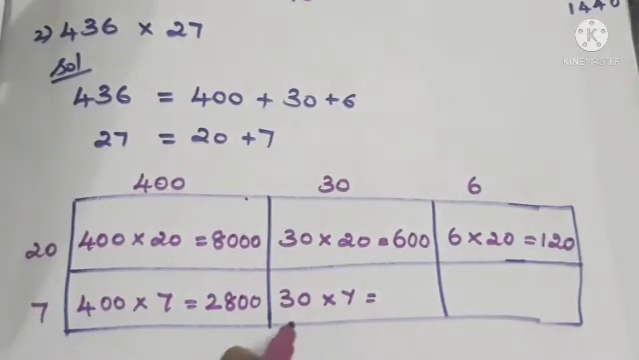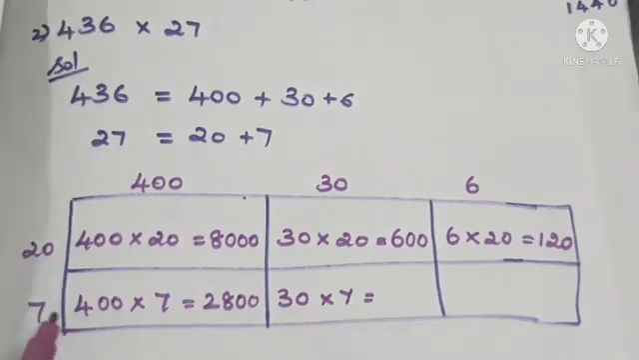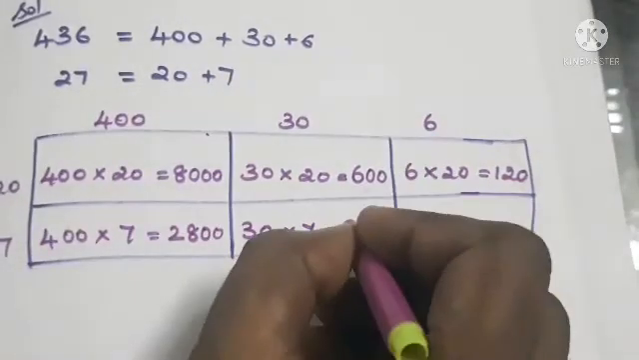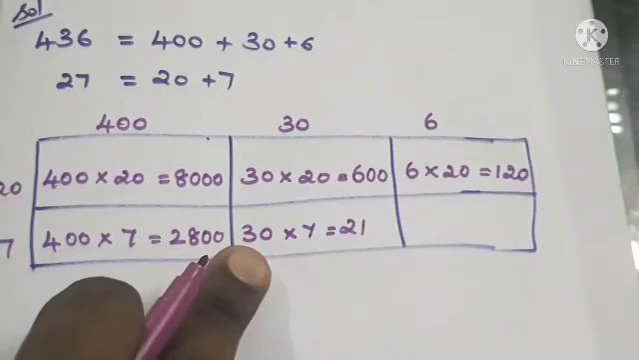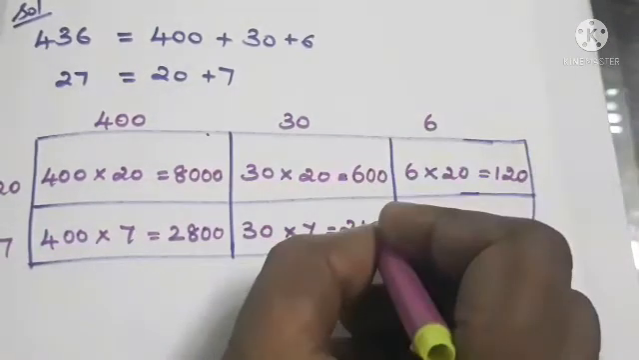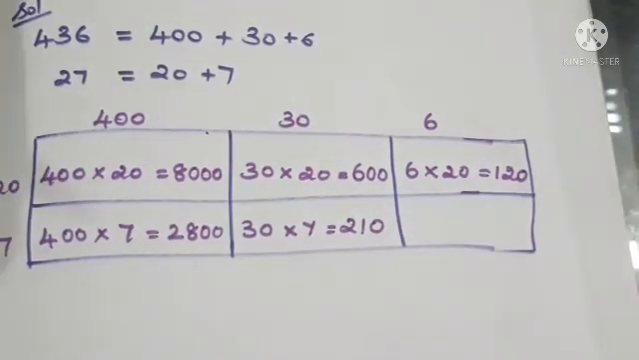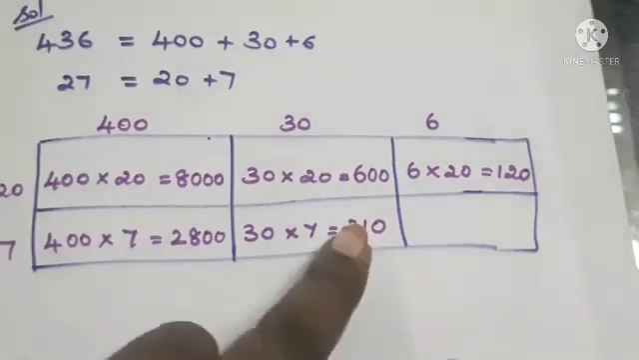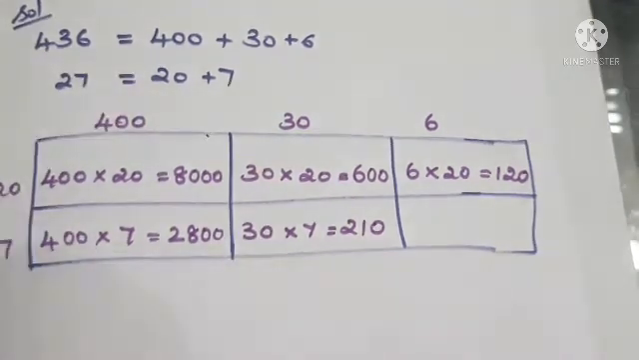Here also we can just leave the 0 in the ones place and next we have to multiply the 3 and 7. In the 30 we have 3 in the tens place and 7 is there. So 3 sevens are what? 3 sevens are 21. So we can write 21, and in the 30 we have 0 at the ones place. So we can write the 0 at the back of the 21. So the answer is what? 210.